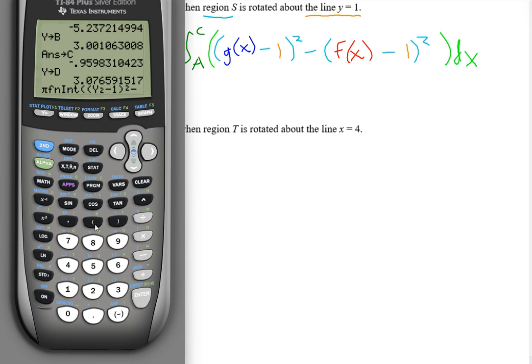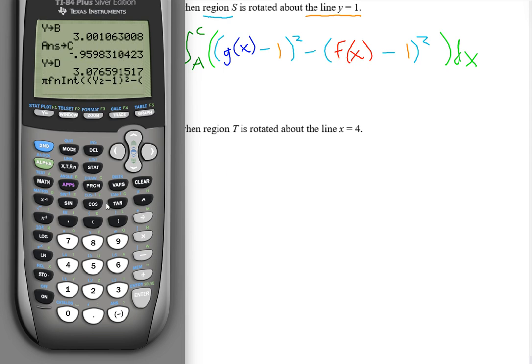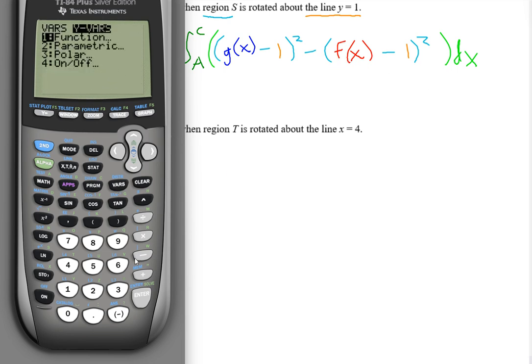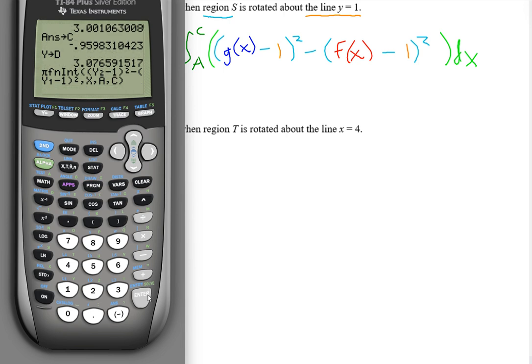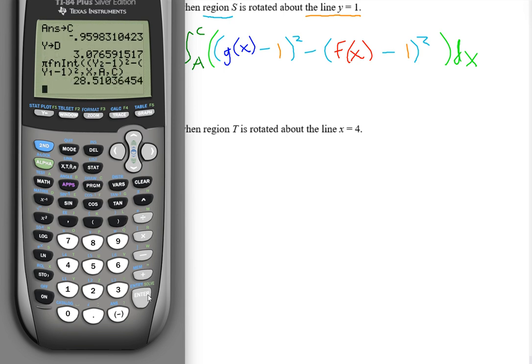parentheses. And f of x in our calculator is y1. So vars, y variables, number 1 function, y1, minus 1, close parentheses squared. And then on the newer ones, you can just put the x right here, and you're all set to hit enter. On older ones like mine, comma x, and then comma the lower limit first, alpha A, comma the upper limit, alpha C. Close parentheses. And we get 28.510.